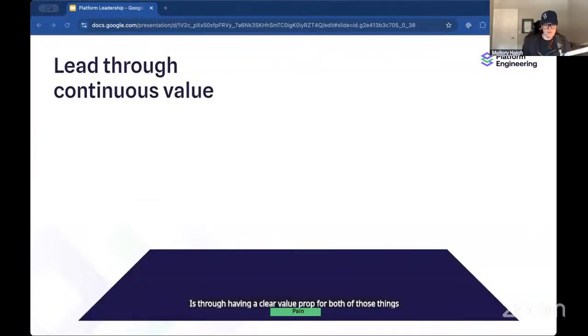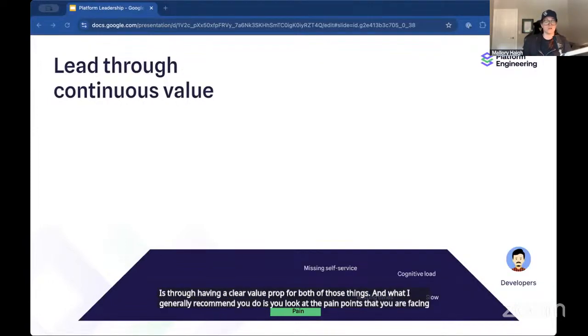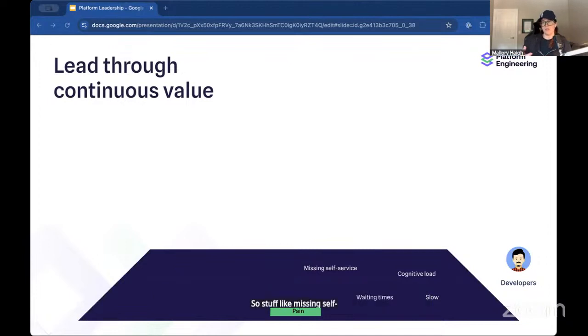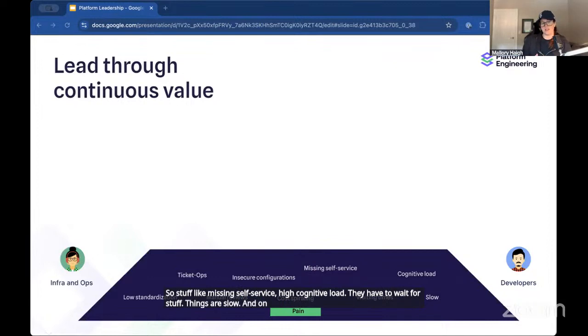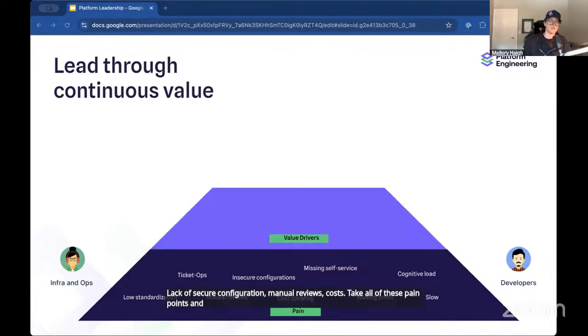And what I generally recommend you do is look at the pain points that you are facing inside of your technical org. So for developers, it's stuff like missing self-service, high cognitive load, they have to wait for stuff, things are slow. And on the infra and ops side, things like ticket ops, low standardization, lack of secure configuration, manual reviews, costs. Take all of these pain points and convert them into value drivers.